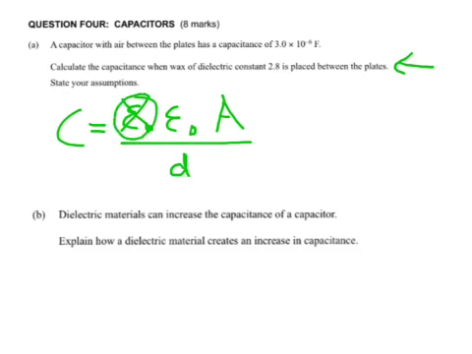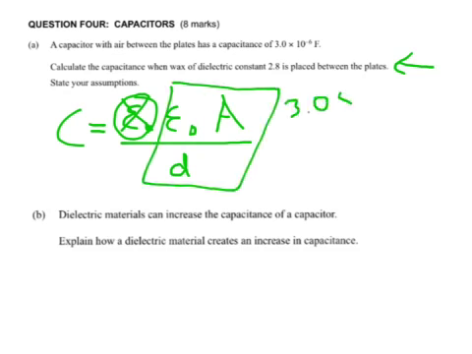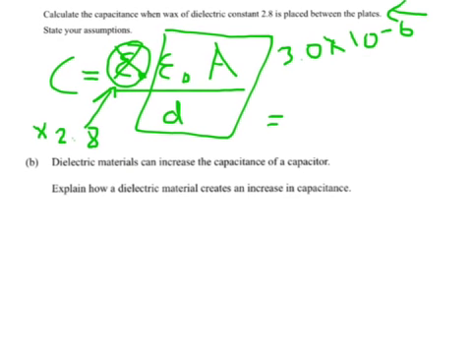So before, with just this section, it's 3.0 times 10 to the minus 6. And then we have to add this bit in, so it's going to be times by the 2.8, because that's a dielectric constant, and it equals whatever it equals, 2.8 times 3.0 times 10 to the minus 6. So that's how you solve. I'm not getting into the details here.